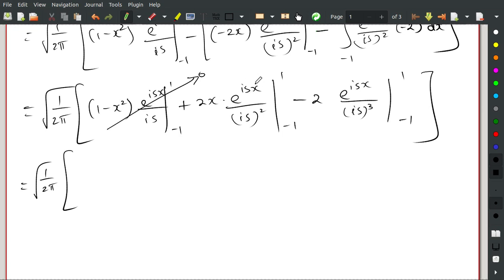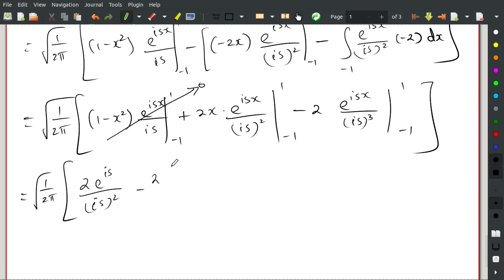So we next end up with this one. If we substitute the upper limit, we have 2 into e power is, instead of x we are putting 1, divided by is the whole square. Upper limit minus lower limit, and minus of minus is plus, so 2 times, instead of x we put minus 1, e power minus is, divided by is the whole square. Okay, so this term is finished.